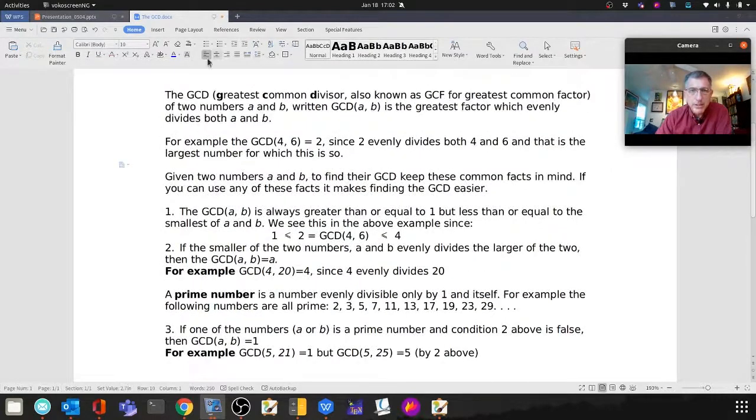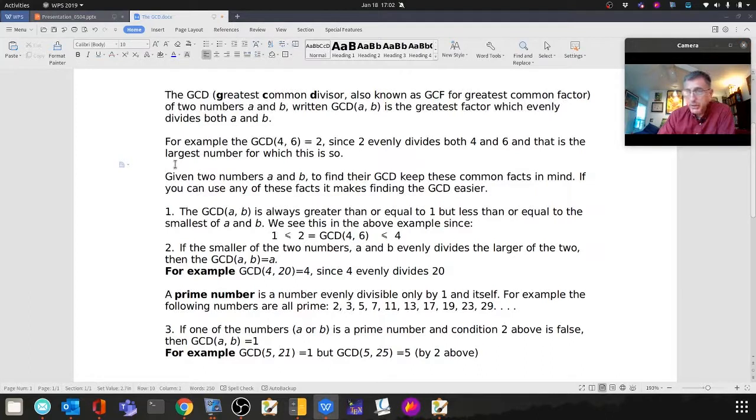So here's our first example. The GCD of 4 and 6 is equal to 2, since 2 evenly divides both: 4 divided by 2 is 2, and 6 divided by 2 is 3. And it's the largest, or the greatest, number for which this is so. So literally it's just showing you that this answer satisfies the definition.